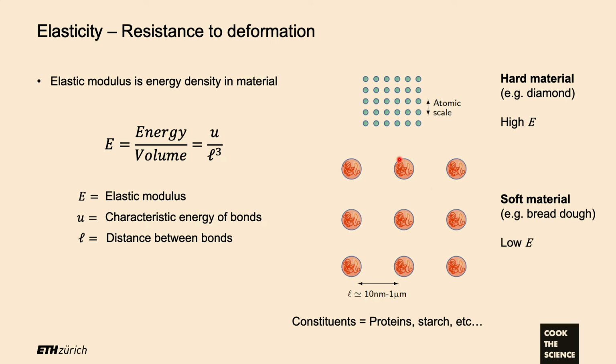Whereas when you're thinking about soft materials, for example, bread dough, the constituents are much larger molecules. They are proteins and starches, which are huge molecules and also interact much more weakly. That means our springs are much larger and also weaker, and that results in a lower energy density. In this equation you see the energy divided by the length cubed. When you cube a number, it becomes huge very quickly, so the length scale is actually the dominant factor here.